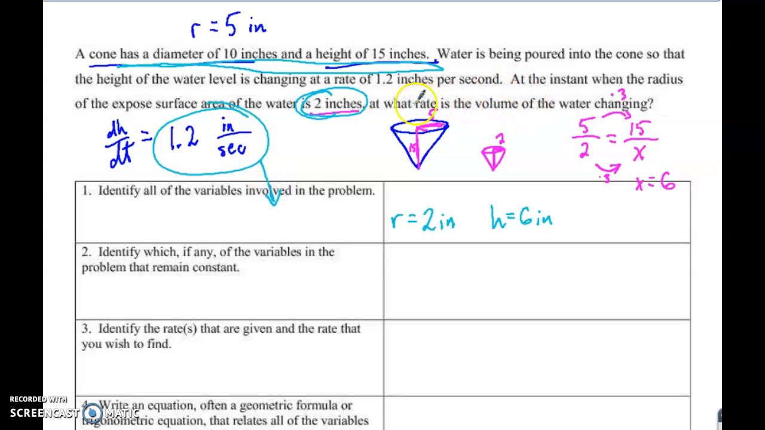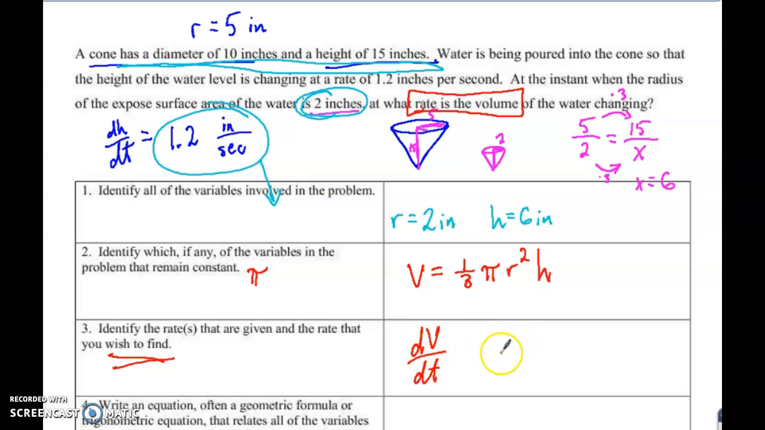And what are we trying to find? The rate. Let me change colors again. The rate the volume is changing. So we want the volume of a cone. That's 1/3 pi r squared times h. I kind of wrote that in the wrong spot, but I guess technically pi is the constant. What we are trying to find is dV dt.